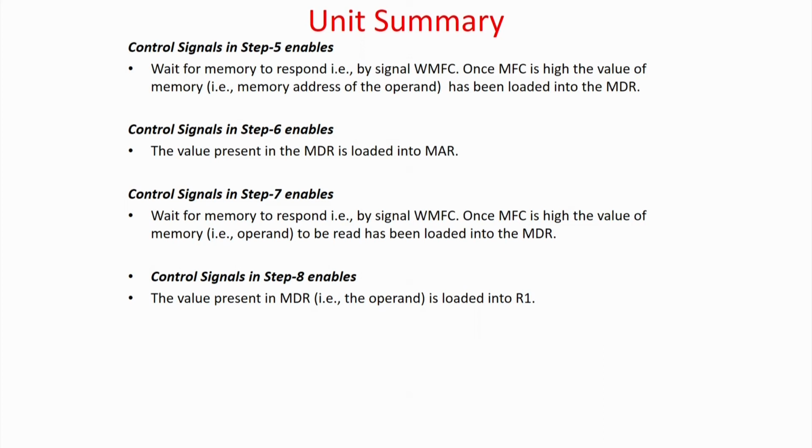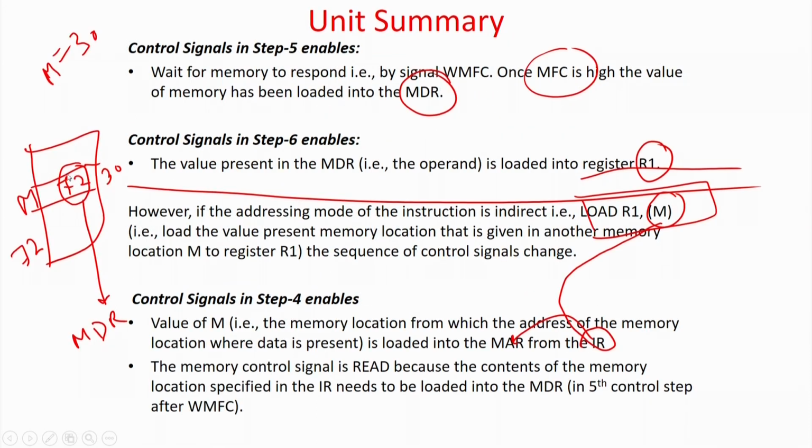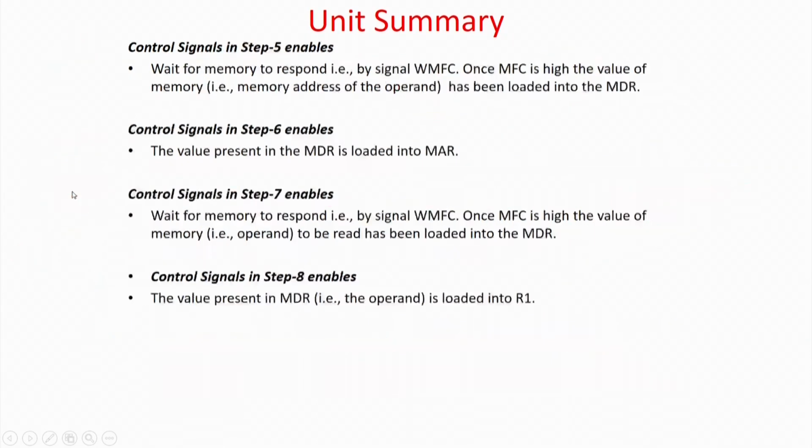Whenever we say that the memory is ready, that is indicated by the WMFC signal. Once the MFC is received, the value from memory, in our example 72, will be dumped to the memory data register. If it is a direct mode, we can end in this step itself, or just one more step will be required to transfer the data from the memory data register to the other register or wherever you want. But in this case, we require some more steps.